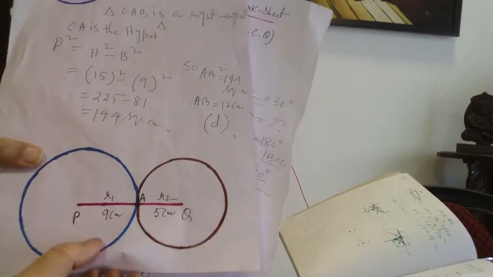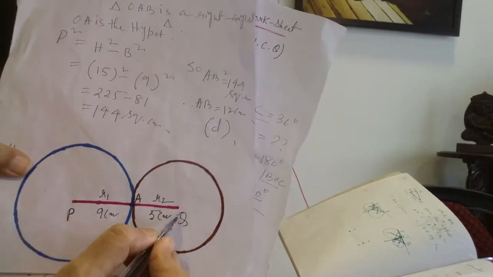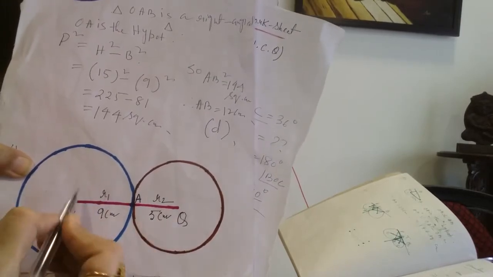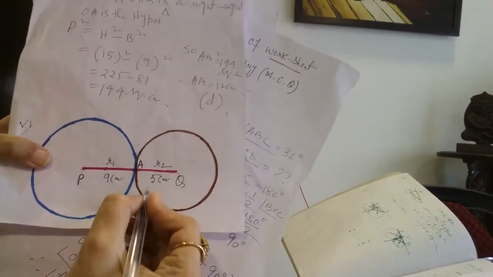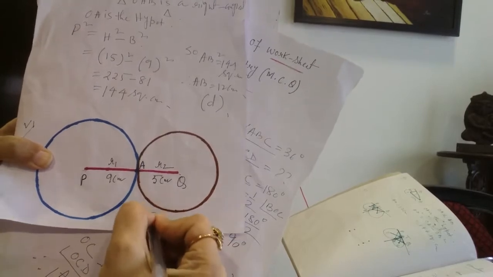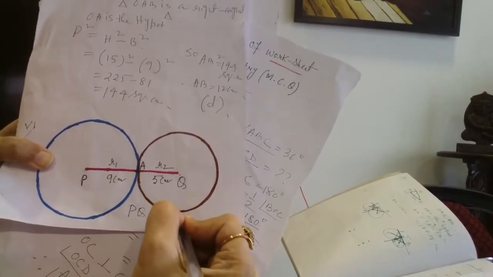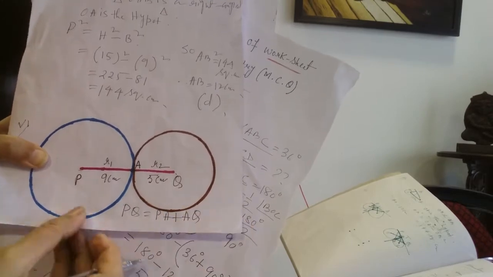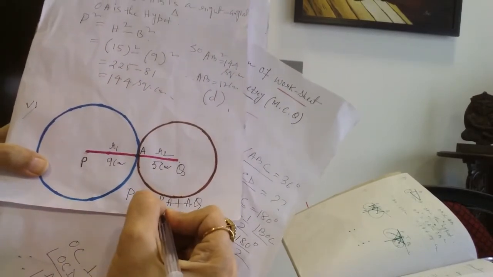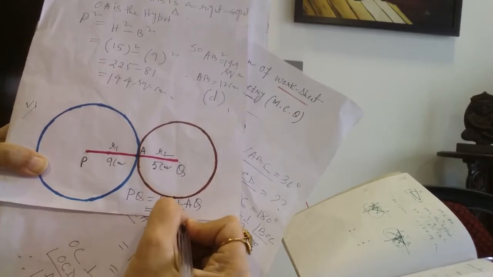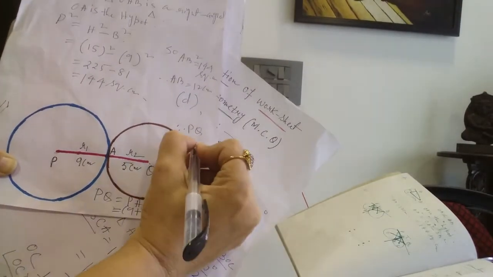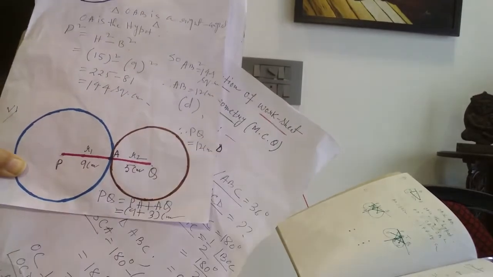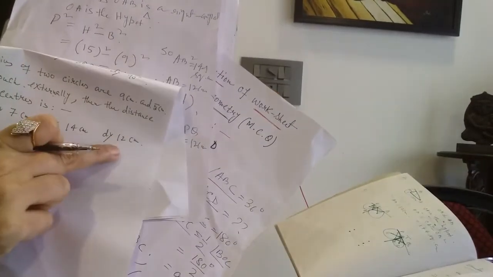From here it is clear from the picture. Distance between the centers means you have to calculate PQ. PQ means PA plus AQ. Clear? PQ equals PA plus AQ. PA means 9 plus 3. Therefore PQ is coming 12 centimeter.